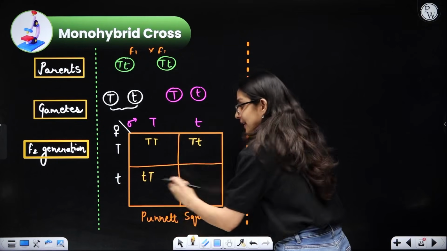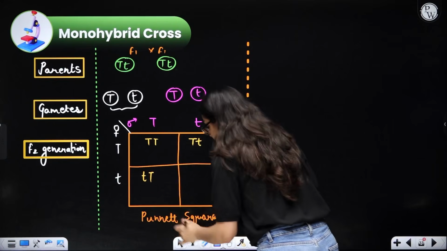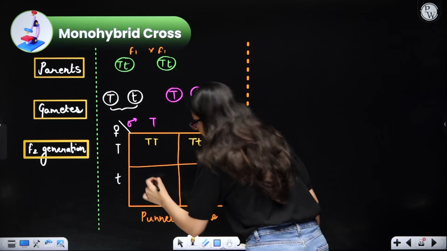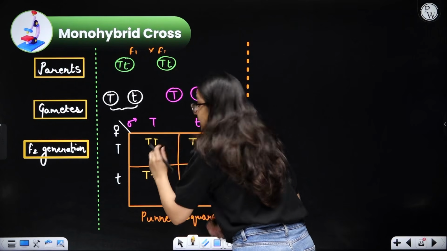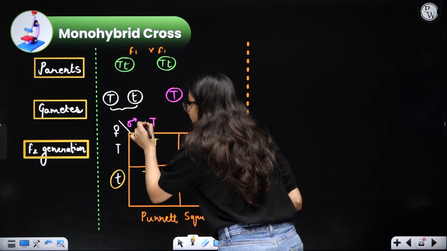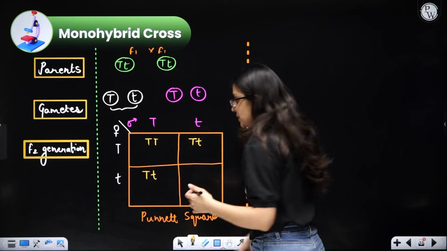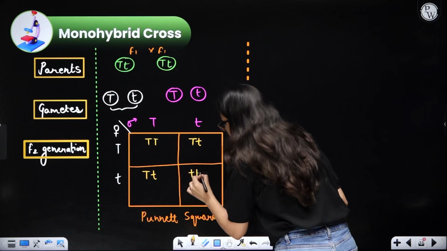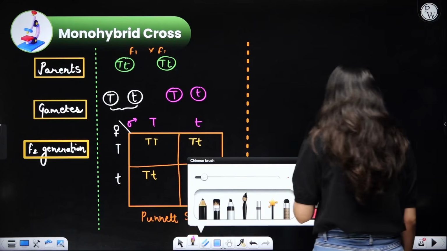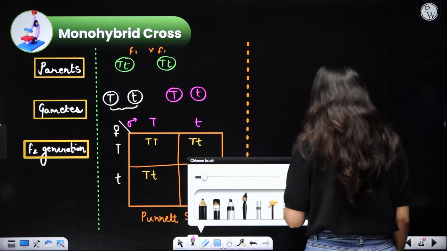But you have to not write this as small t and capital T. Since you have a dominant allele, you will always represent the dominant allele first. So whether you are making them fertilize, you have to always mention the dominant allele first. Then you have to write small t and small t. Now all of us will together write genotype and phenotype over here.